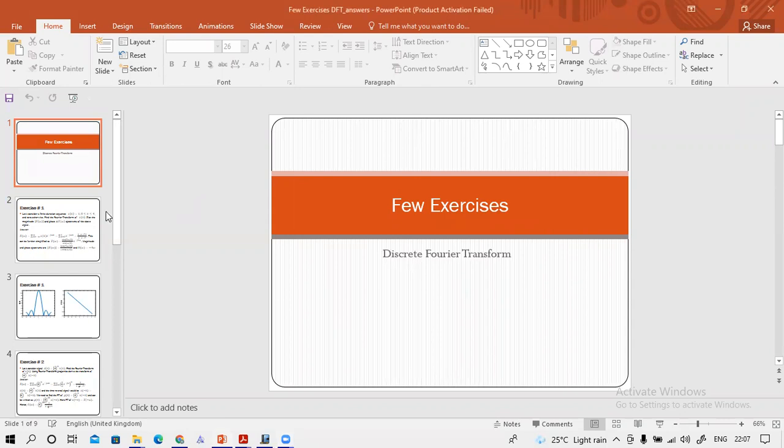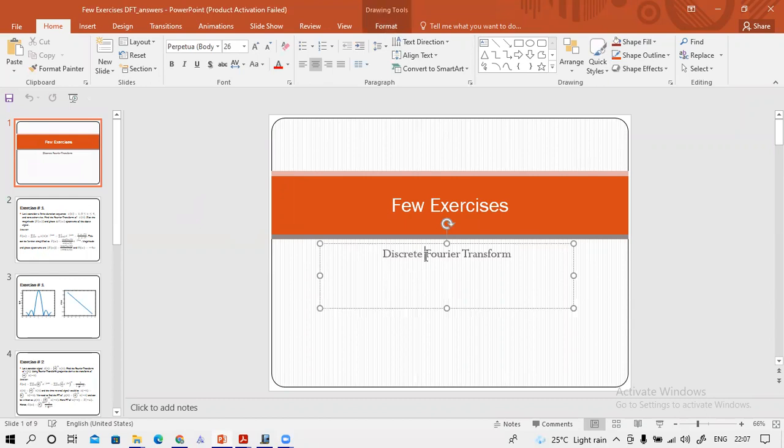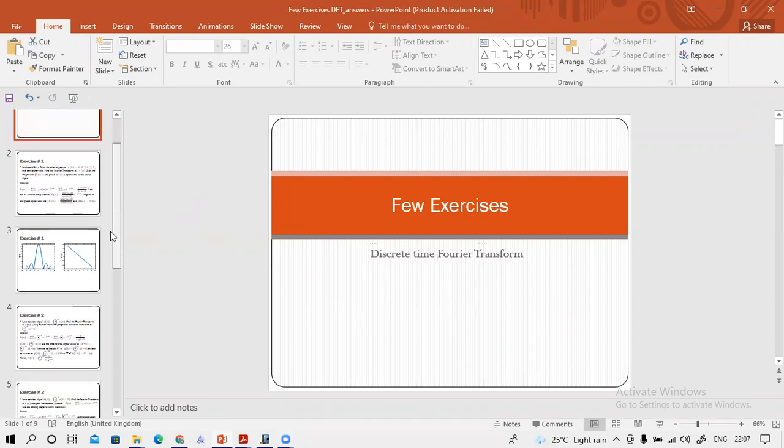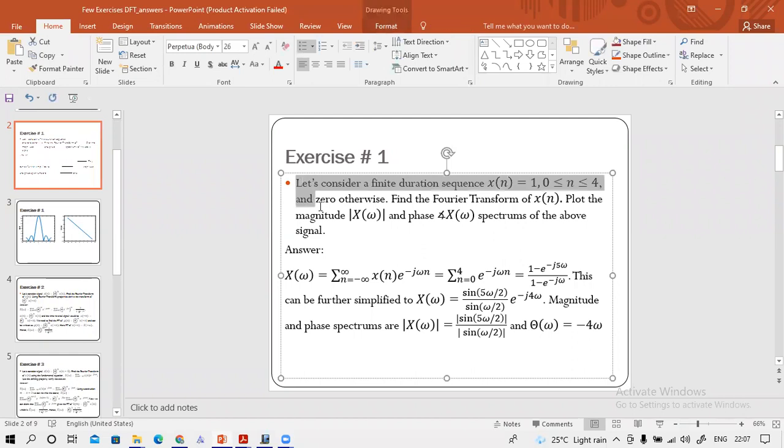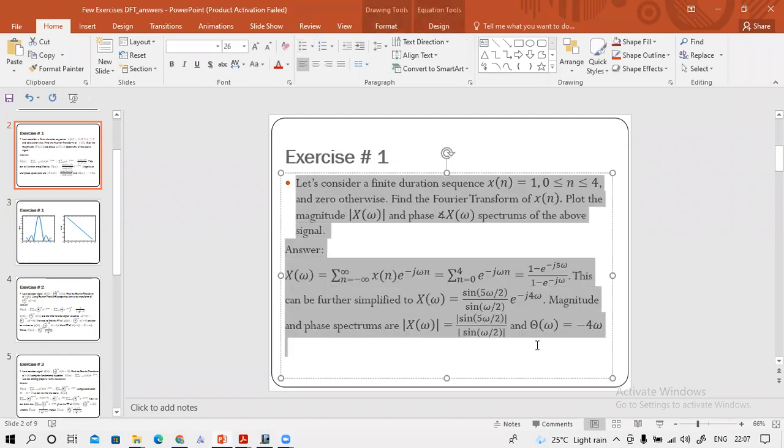So here I am going to do one example with respect to the discrete time Fourier transform, from the example given by Dr. Udesh. I think this first example is very similar to what we have done before.